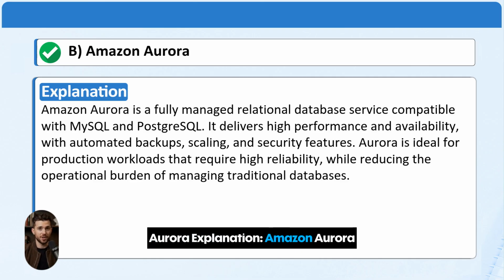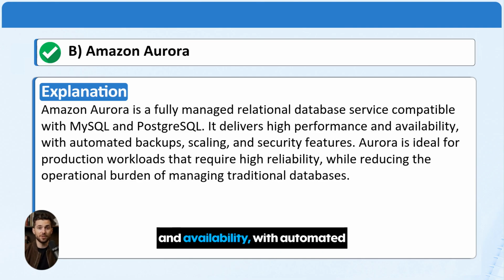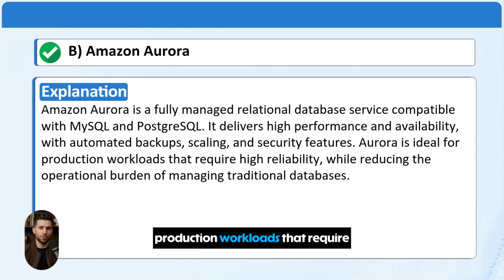Explanation. Amazon Aurora is a fully managed relational database service compatible with MySQL and PostgreSQL. It delivers high performance and availability with automated backups, scaling, and security features. Aurora is ideal for production workloads that require high reliability while reducing the operational burden of managing traditional databases.